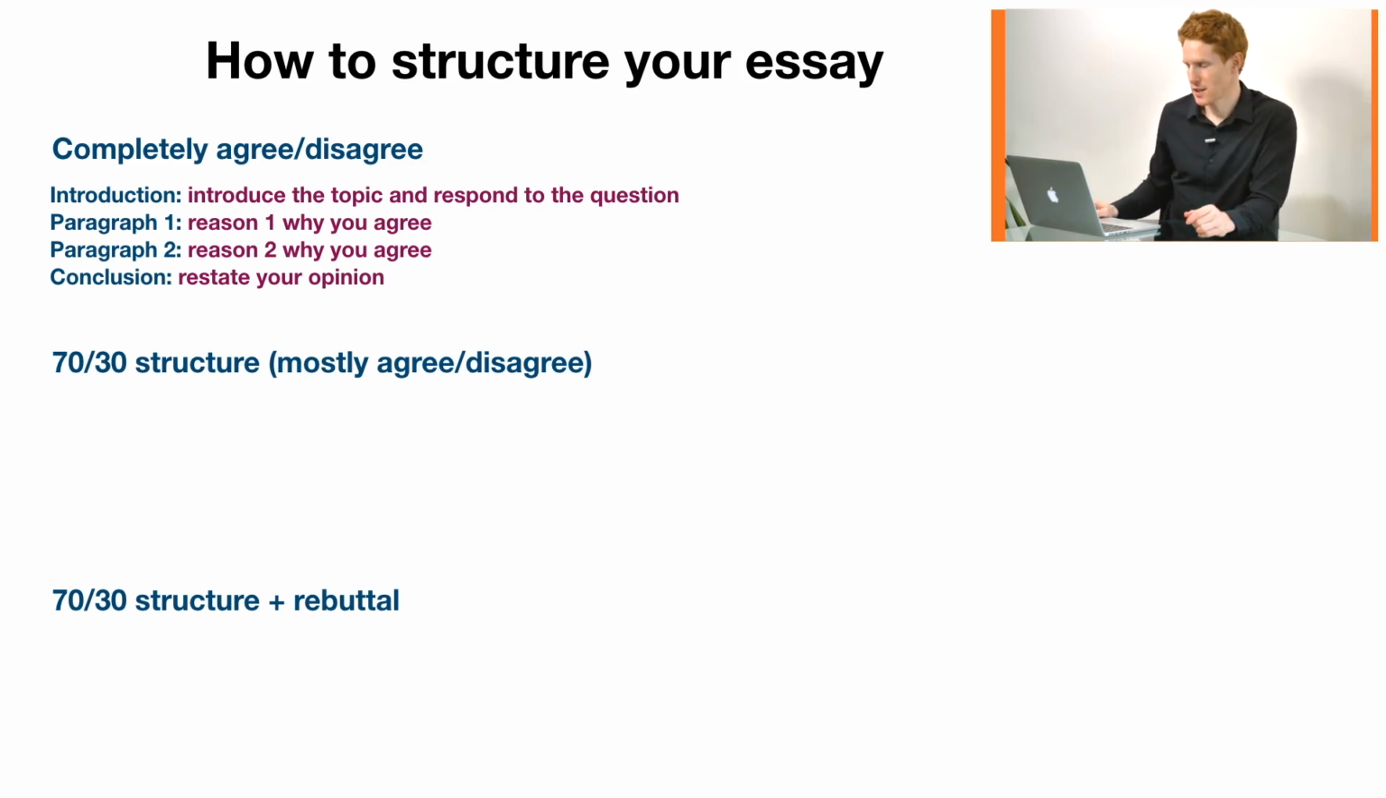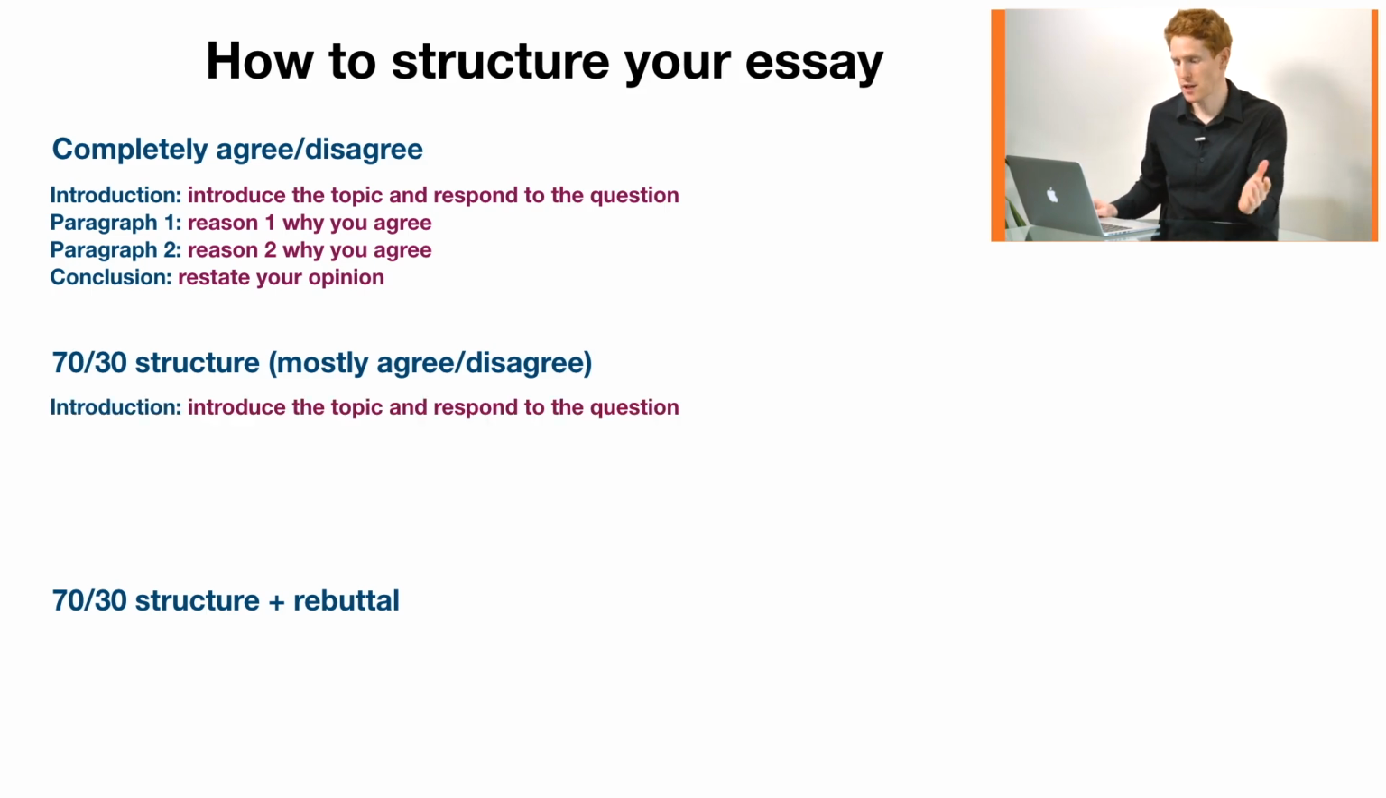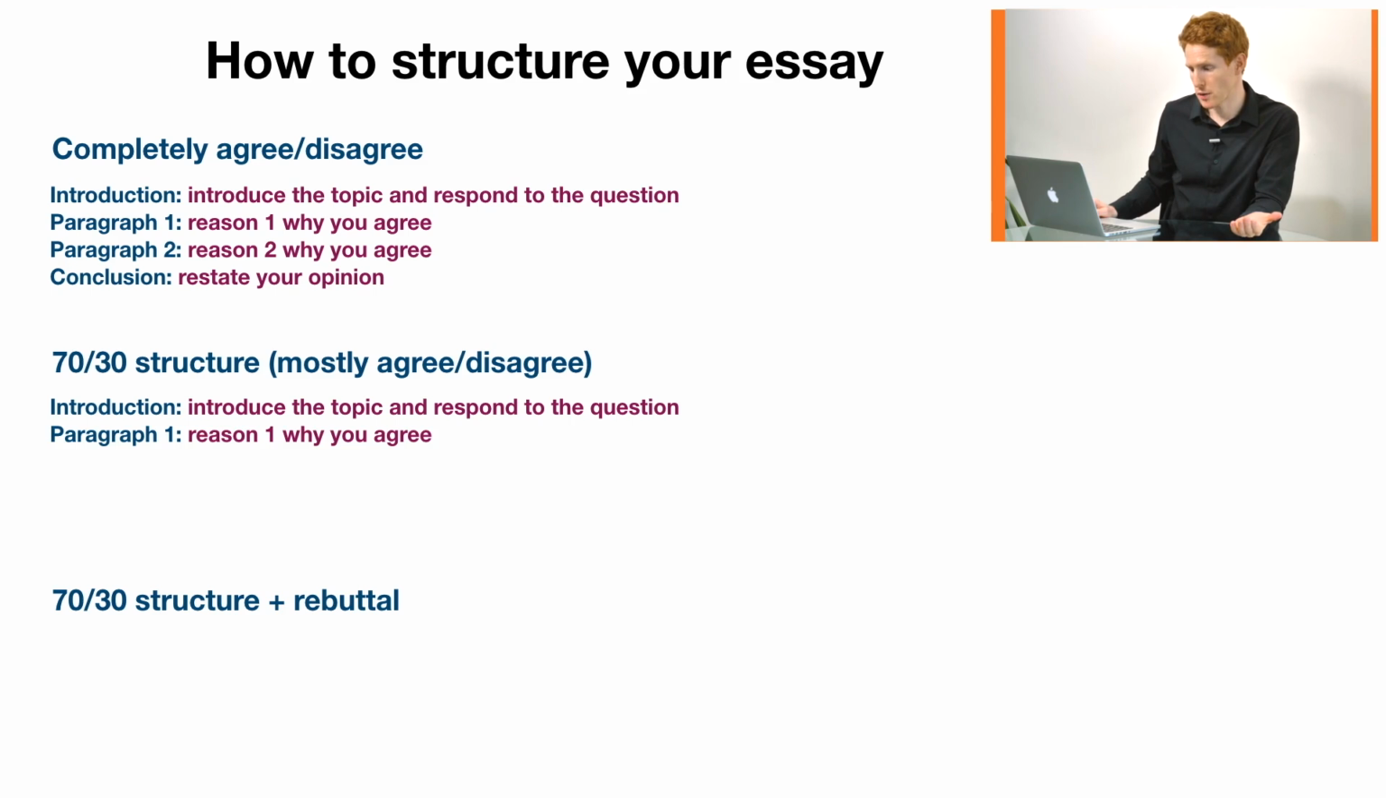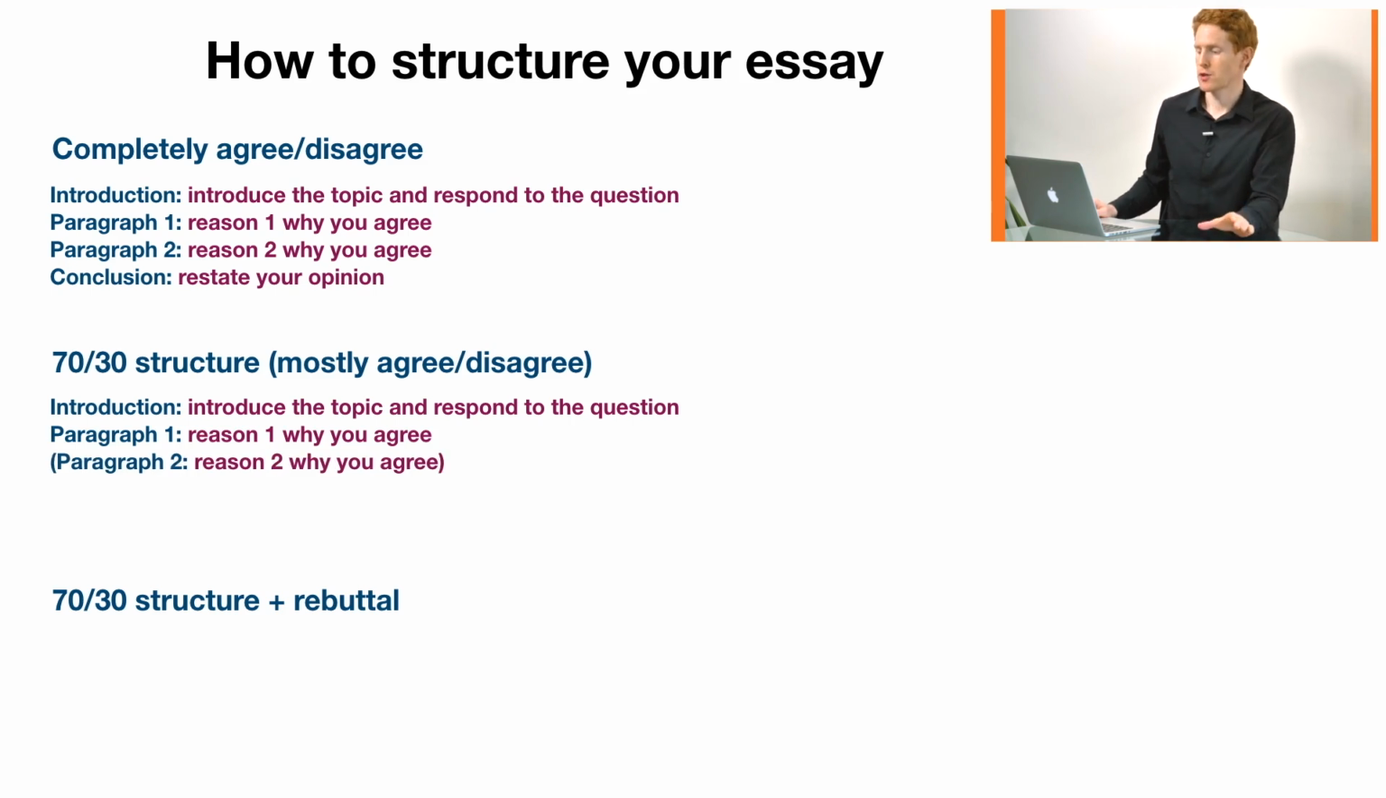So that is what we have here. We have the 70-30 structure. So here we have the introduction, again, where we introduce the topic and respond to the question. We have paragraph 1, where we say the first reason why we agree. Then we have paragraph 2, which is the second reason why you agree. Now, I've put this in brackets, and that means that if you're running out of time, remember, you only really have 35 to 40 minutes to write this. So if you're running out of time, don't do this paragraph.